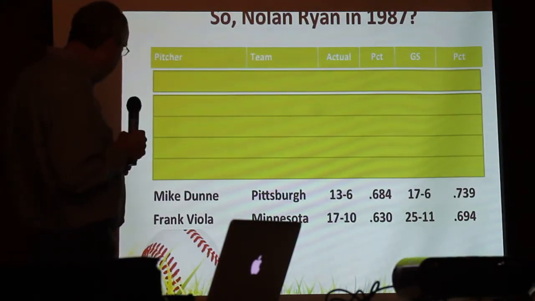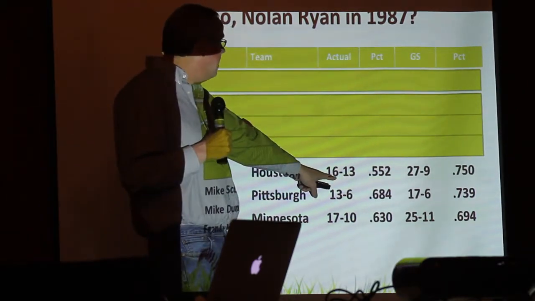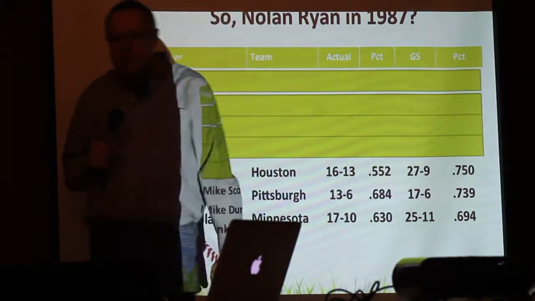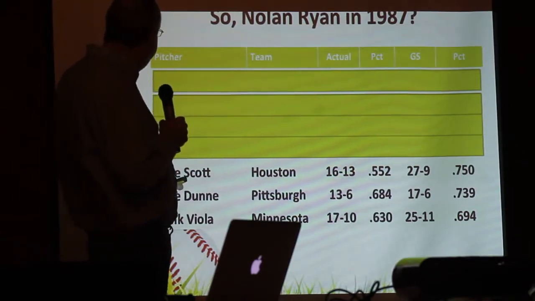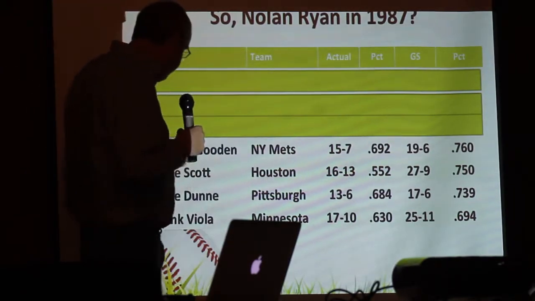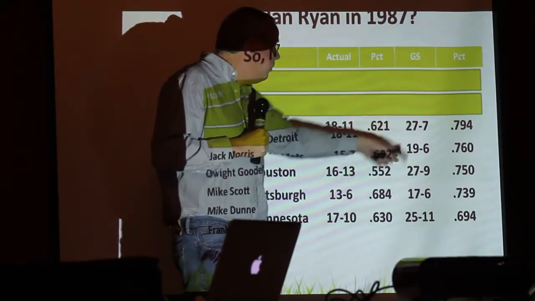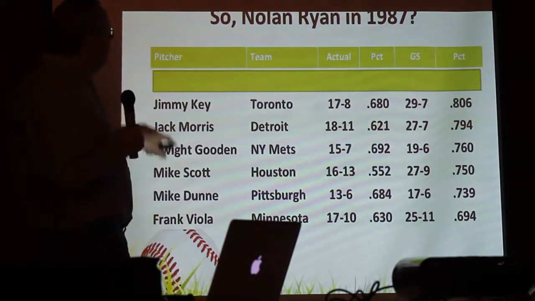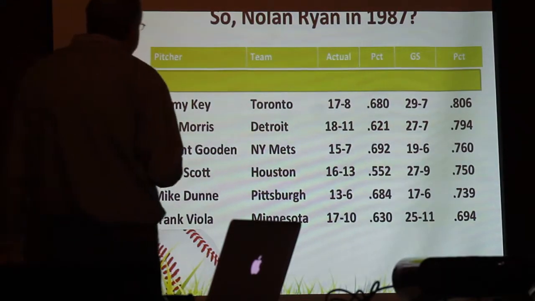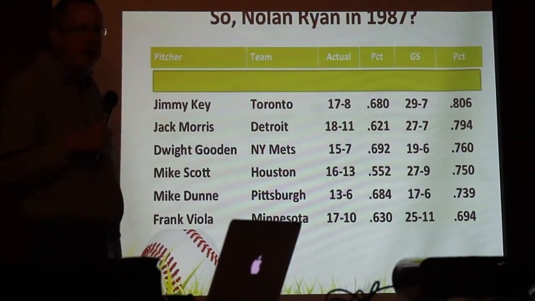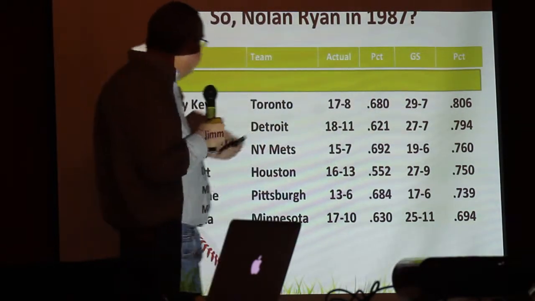Mike Dunne, the Pirates. Mike Scott, the Astros. A very mundane, slightly above average record turns into something very positive. The Astros in 1987 dropped about 20 games over the 86 Astros. That's what injuries will do to you. Dwight Gooden. Jack Morris. A good record turns into something pretty stellar. Jimmy Key, one of the more overlooked pitchers, probably Key and David Cone of the past 30 or 40 years. Somebody who's very good, very effective, and you just don't hear his name mentioned that much. Goes from a pretty good record to a pretty stunning record.